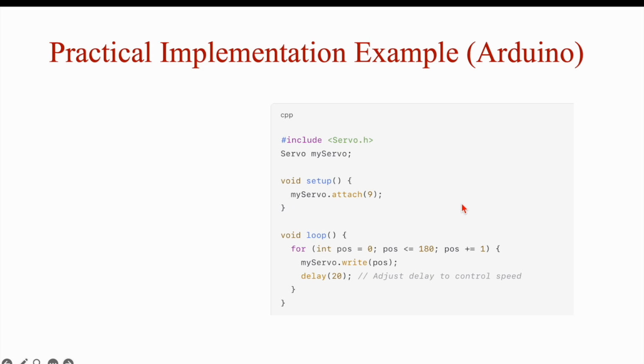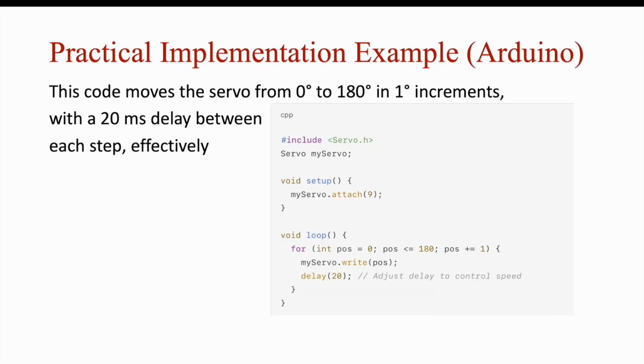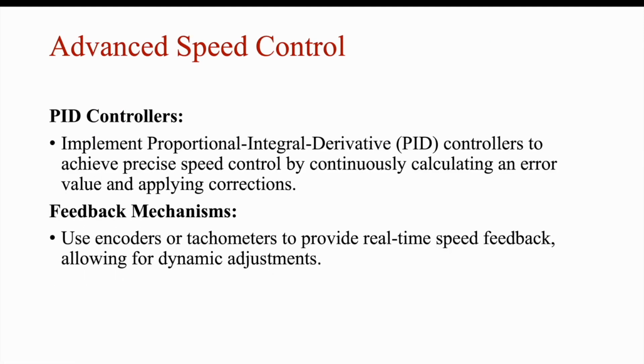to the load. So here is a basic simple code which can be used. The code moves from 0 degrees to 180 degrees in 1 degree increments. This is the startup of the code, then the loop, where you write the position from 0 degrees, while the position is less than or equal to 180 degrees, with an increment of 1 degree and a delay of 20 milliseconds at each step. This is a for loop and it will keep moving, effectively controlling the speed of the movements.